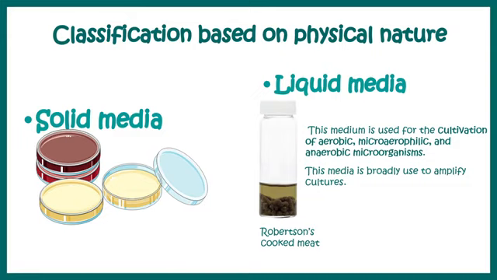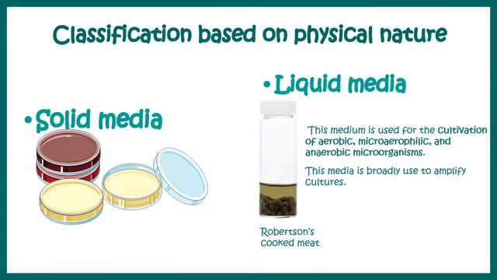Now we can classify media based on their physical nature. Some media which are frequently used are solid media. Generally they are in a plate and agar is added into these media. There are other media which are liquid media, which don't have agar in them, so they don't solidify. Robertson's cooked meat is one example, where it is used for cultivation of aerobic or anaerobic microorganisms.